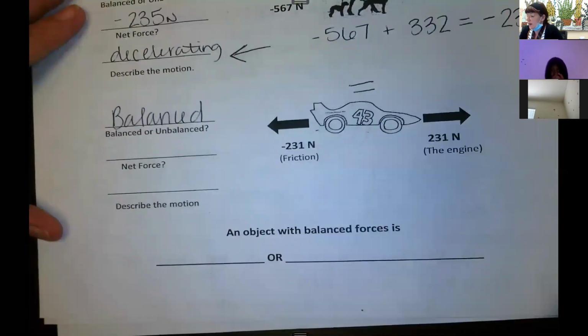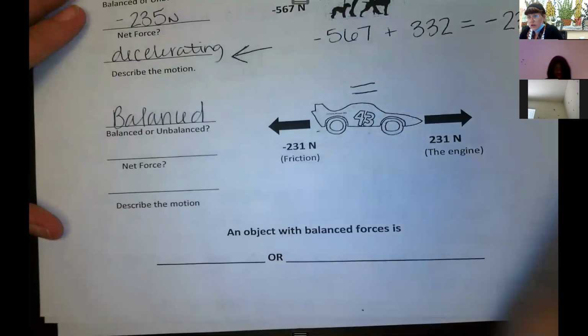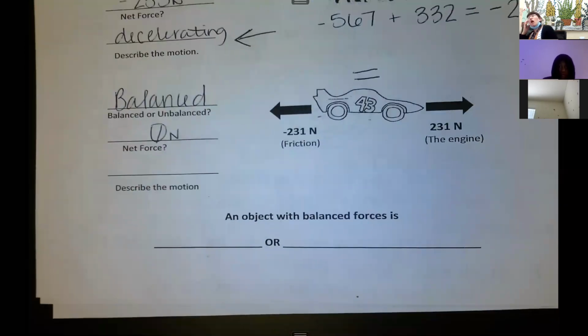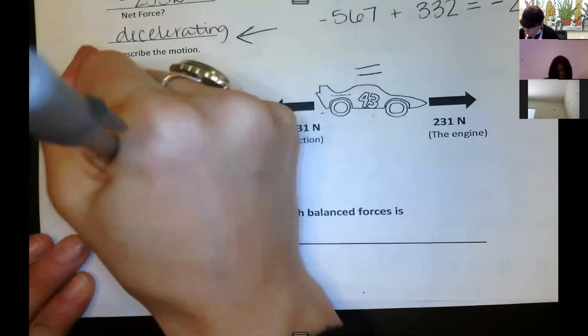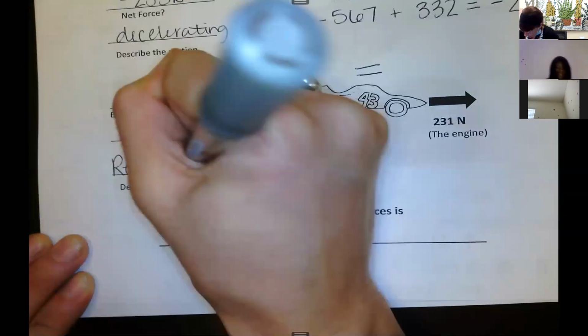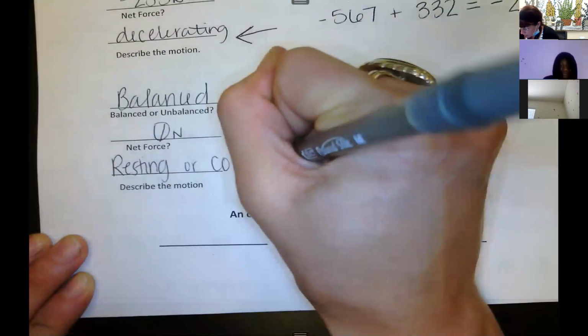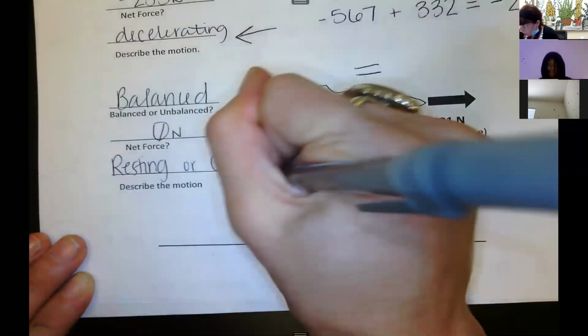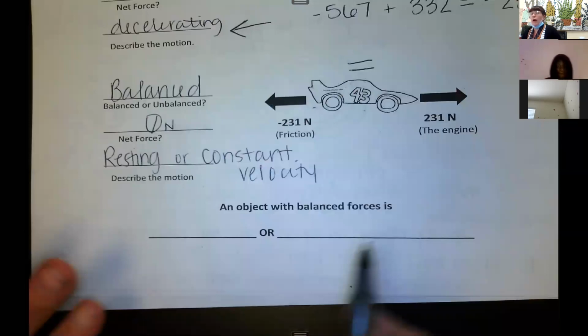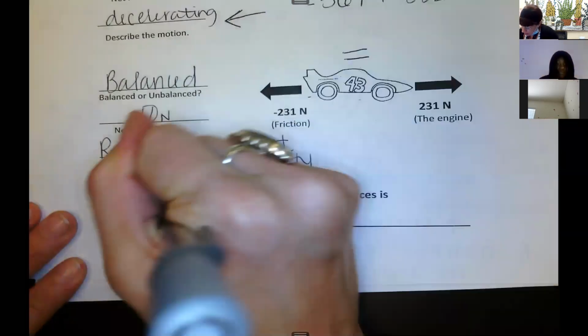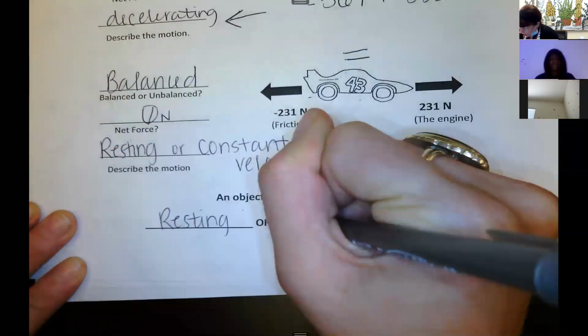So my net force is? Very good, she said 0. What's the motion then? Mazzy? Resting or constant velocity? Constant velocity means same speed and direction. Very good. So an object with balanced force is resting or constant velocity.